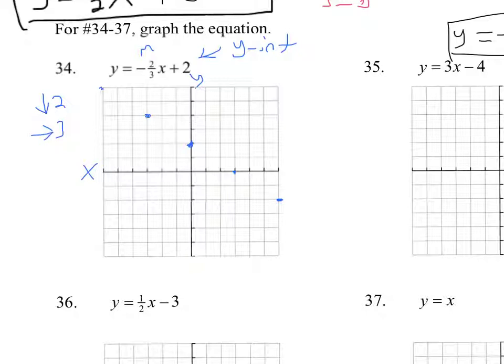Alright, now you should use a straight edge. I really can't use a straight edge on this program that I'm using, so you have to forgive me that my lines are not very good. But you should definitely use a straight edge when you do this.